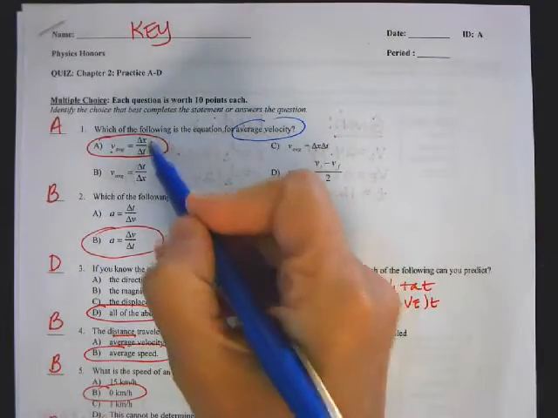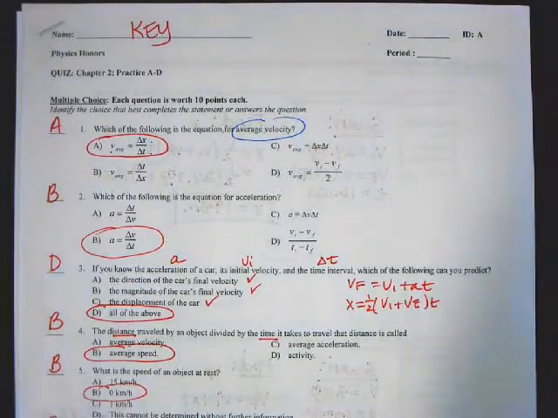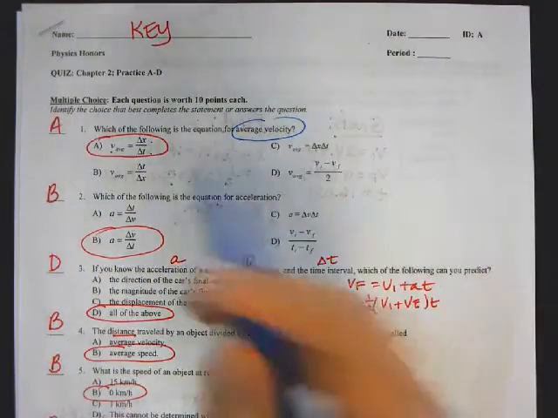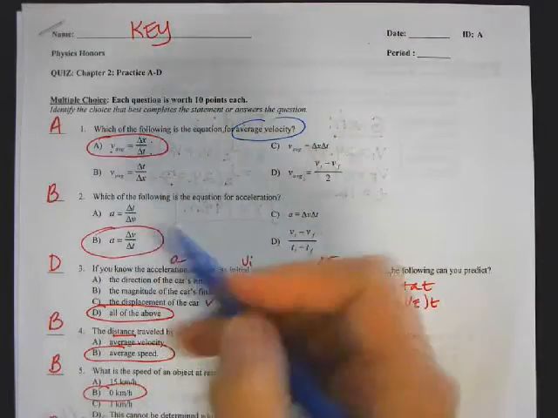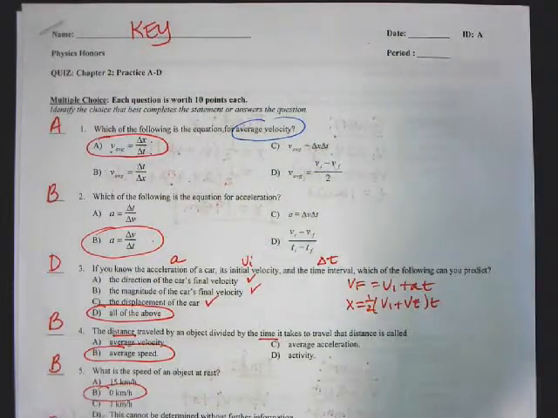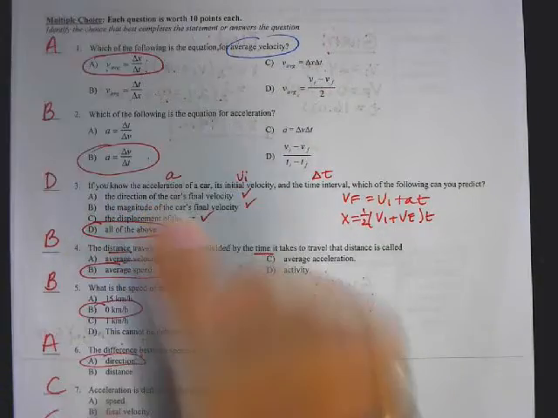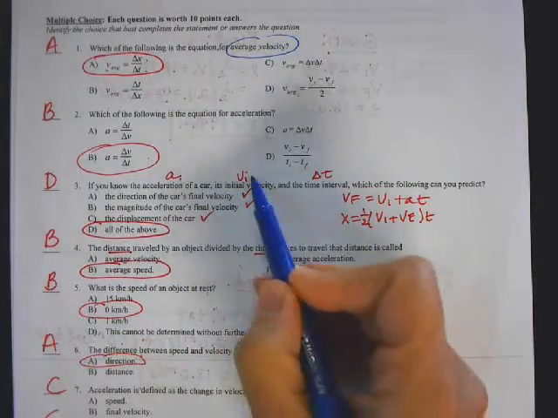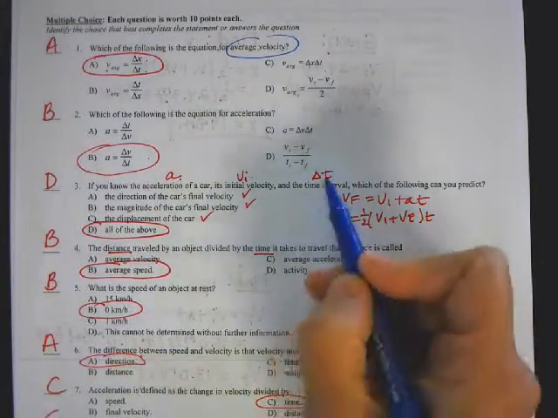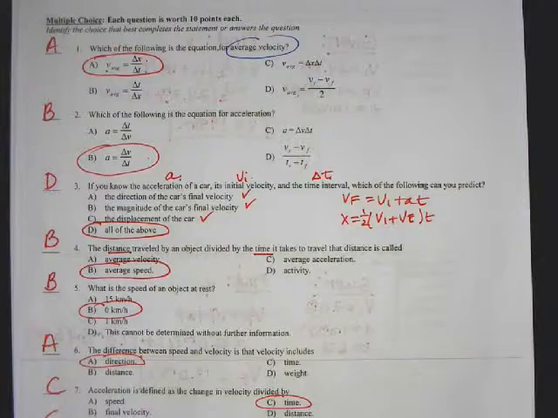All right, so which of the following is the equation for average velocity? Velocity is the change in displacement over the change in time. That's just the equation. Which of the following is the equation for acceleration? Acceleration is the change in velocity over the change in time. If you know the acceleration A, its initial velocity VI, and the time interval t, which of the following can you predict?